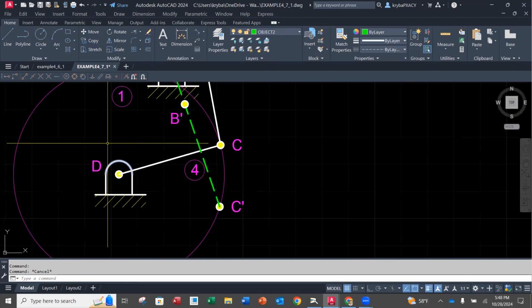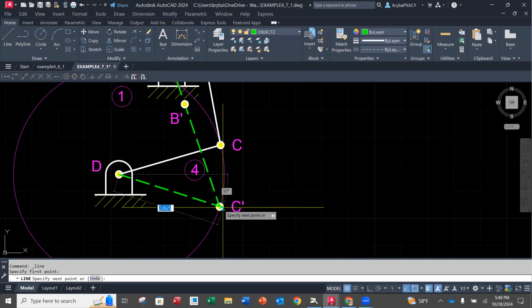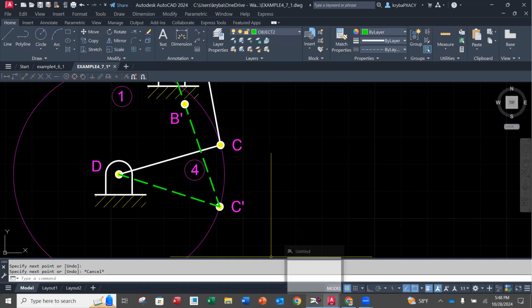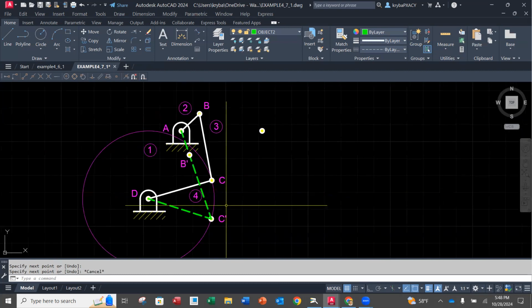Now to connect it back to D, I'm simply going to draw a line to represent link number 4 in its furthest extreme position. Because it rotates around B, it is going to then follow this arc for its line of action, if you would. So any questions on this right now for the extreme furthest position?